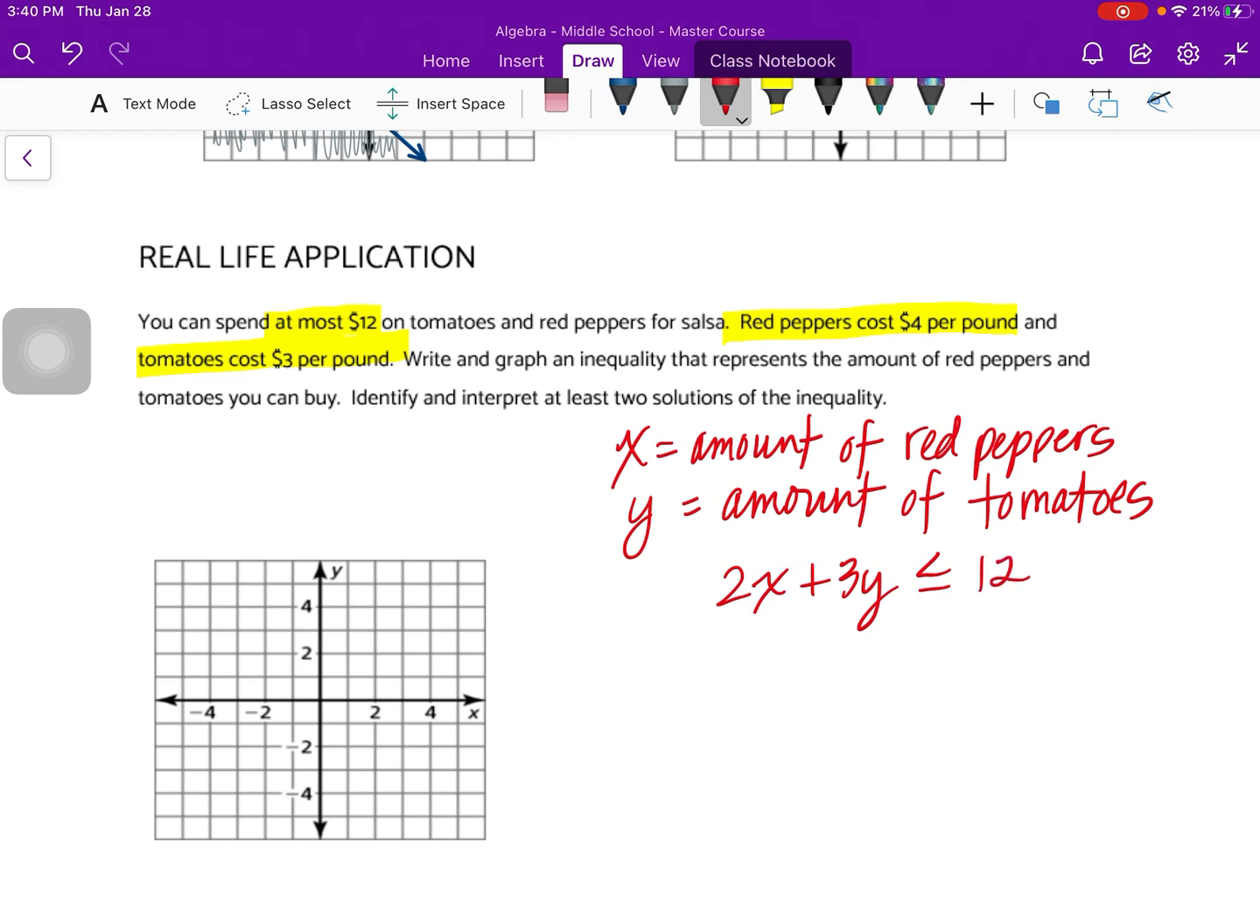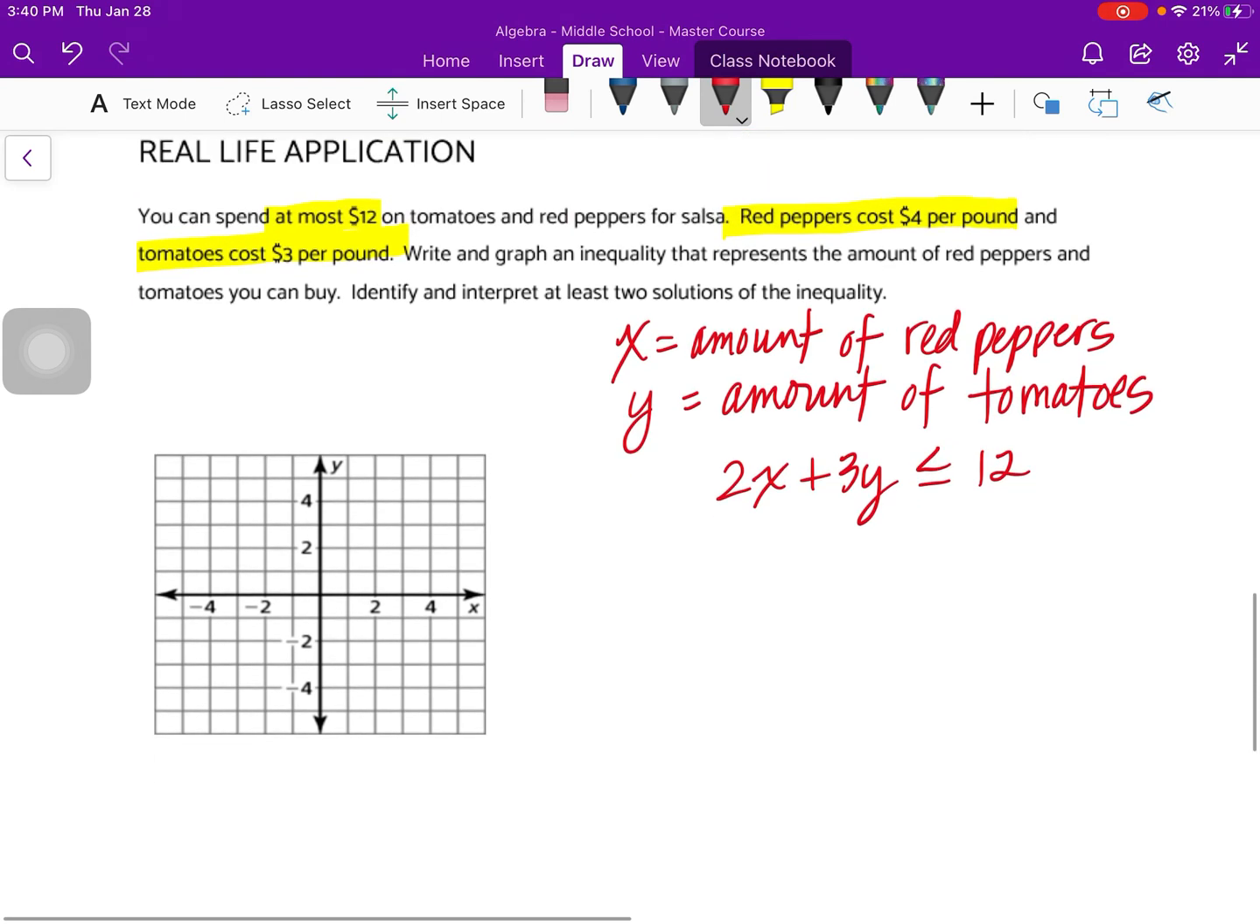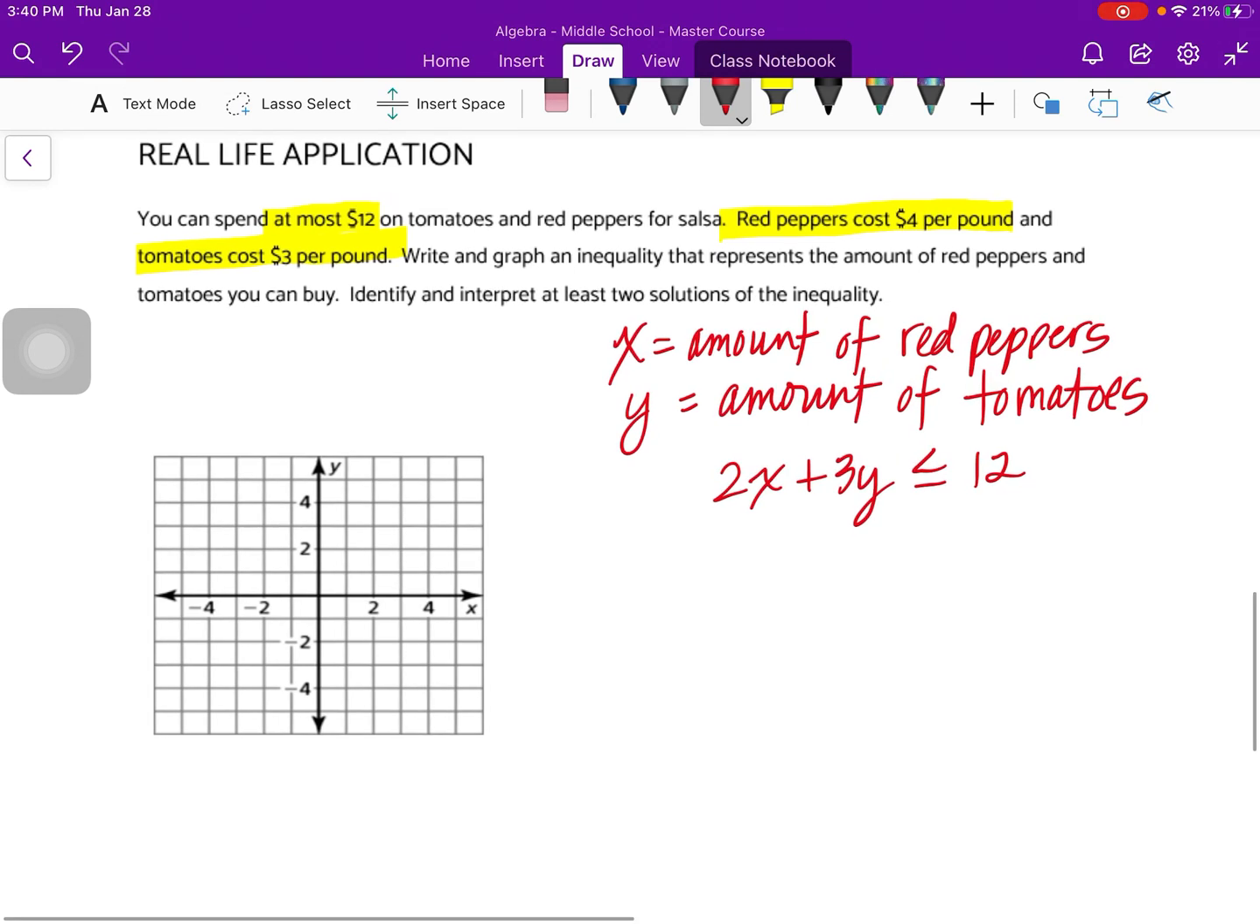Okay, and again, you can take this inequality and you can change it into slope-intercept form. I think this is a great one to use x and y intercepts because 4 and 3 are both factors of 12. So when y is 0, x is going to equal 3 because 4 times 3 is 12. When x is 0, y is going to equal 4 because 3 times 4 is 12. Okay, and those of you that are changing this to slope-intercept, please feel free to do that method and you can check my work.